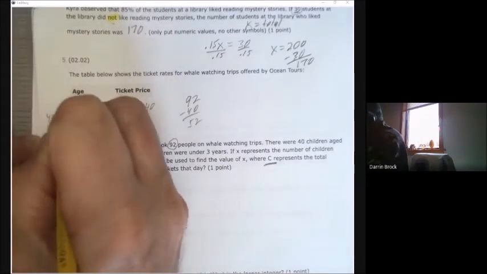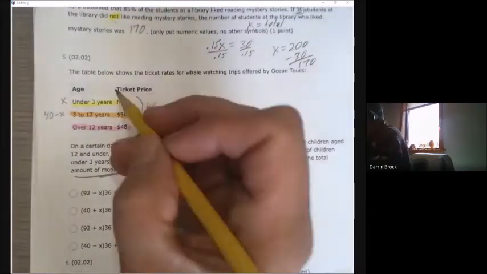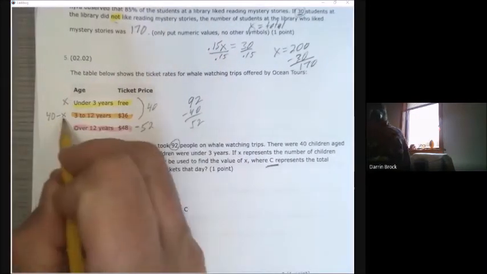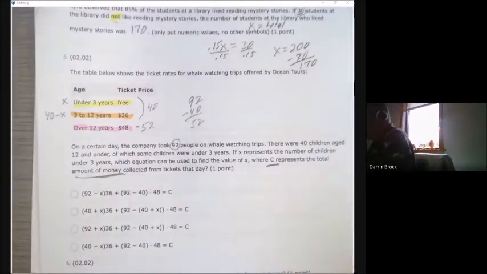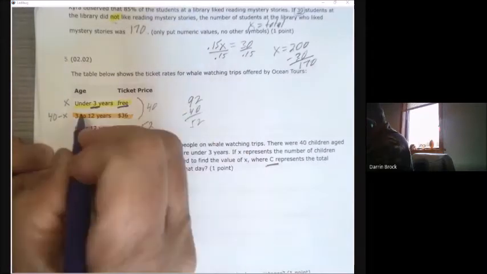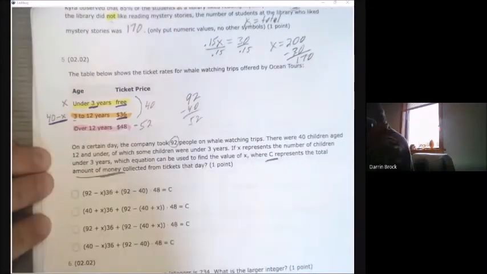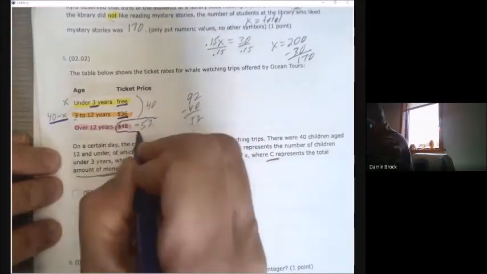40 minus X, right? Because however many children are here, we just subtract this many. We know there's 40 total, so if we subtract the number that's under 3, that'll tell us how many are in the 3 to 12. Okay, so the 3 to 3 years old is free. The 3 to 12, which is 40 minus X, is $36. All right, and then 52 people get charged $48.